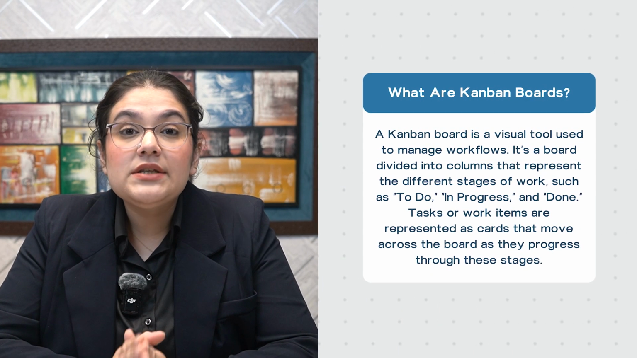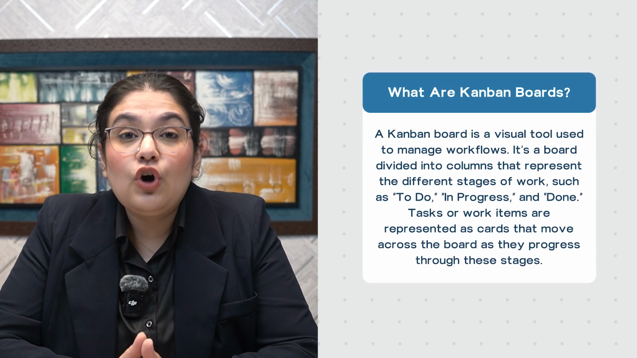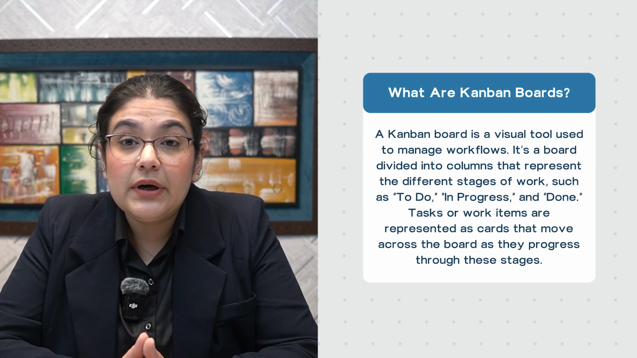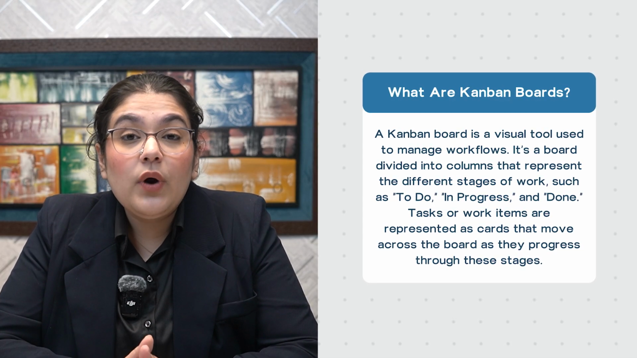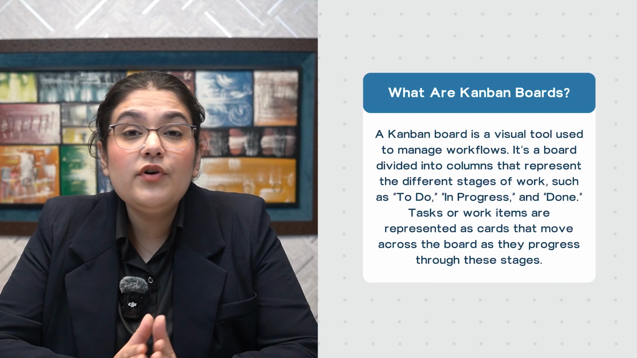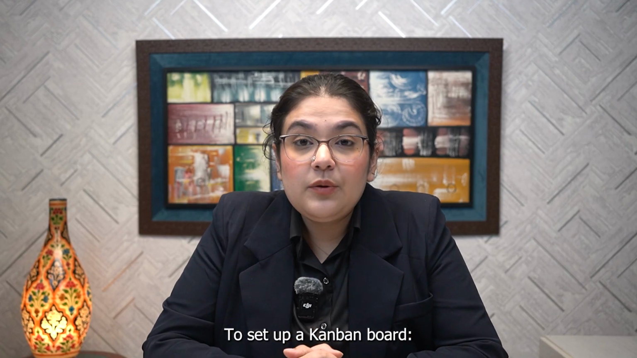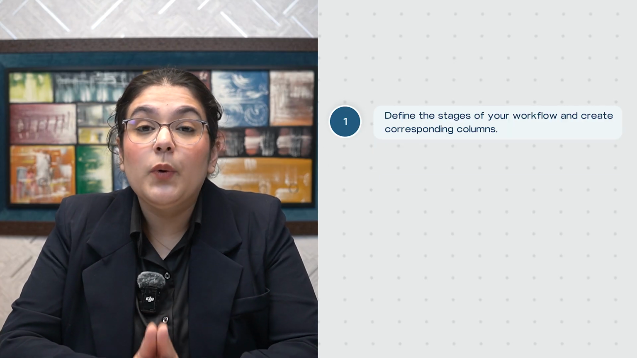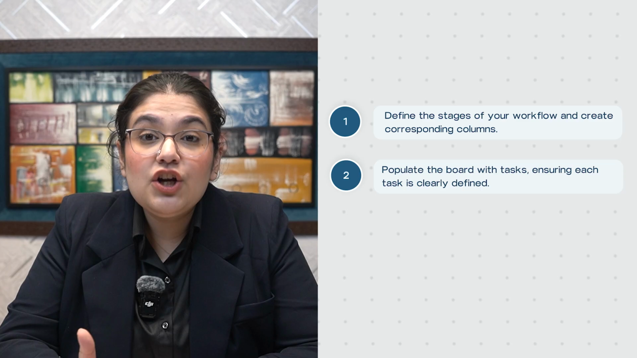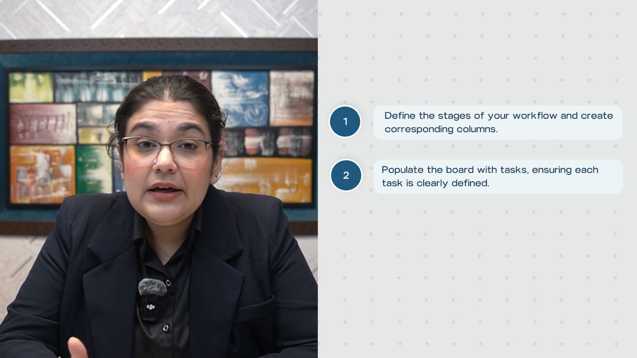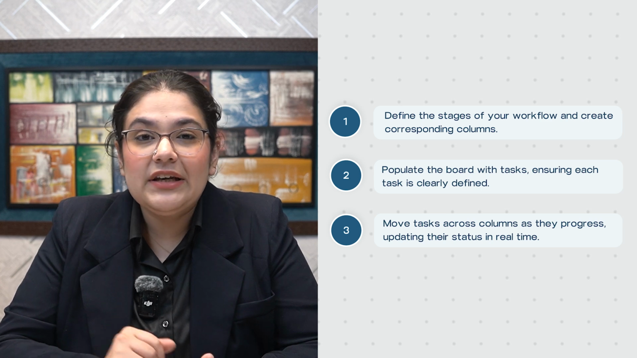A Kanban board is a visual tool used to manage workflows. It is a board divided into columns that represent the different stages of work, such as to do, in progress, and done. Tasks or work items are presented as cards that move across the board as they progress through these stages. To set up a Kanban board, define the stages of your workflow and create corresponding columns. Populate the board with tasks, ensure each task is clearly defined. Move tasks across columns as they progress, updating their status in real time.